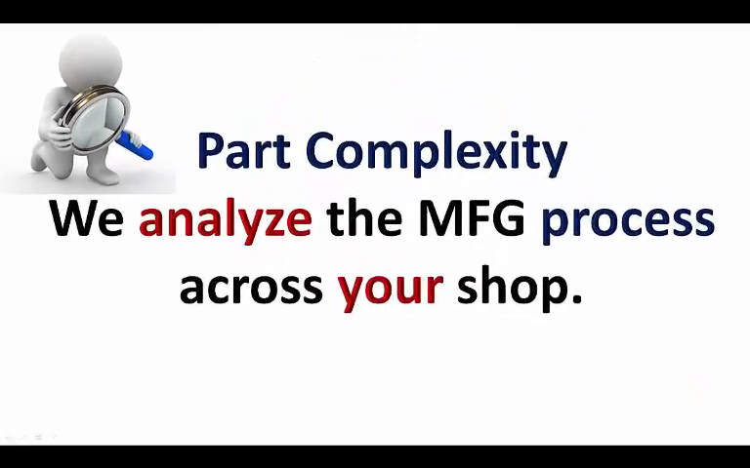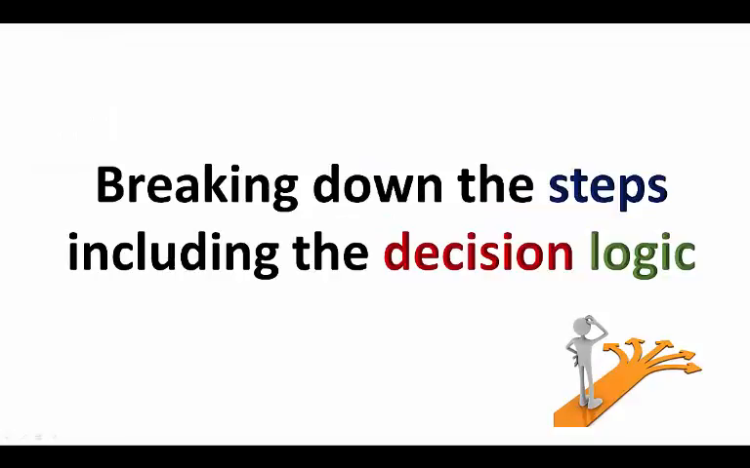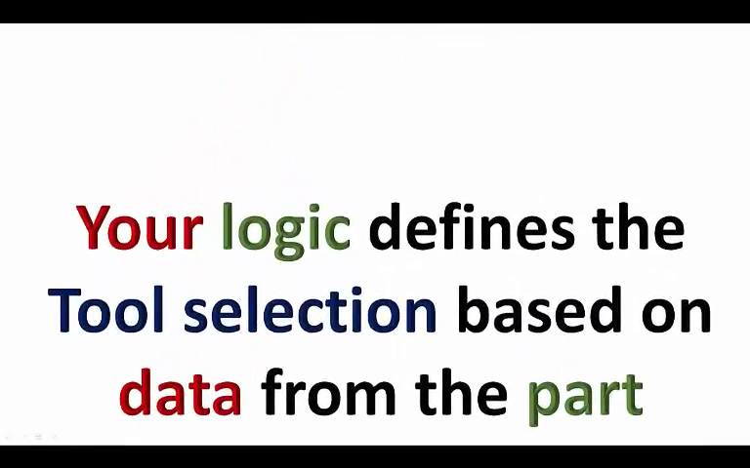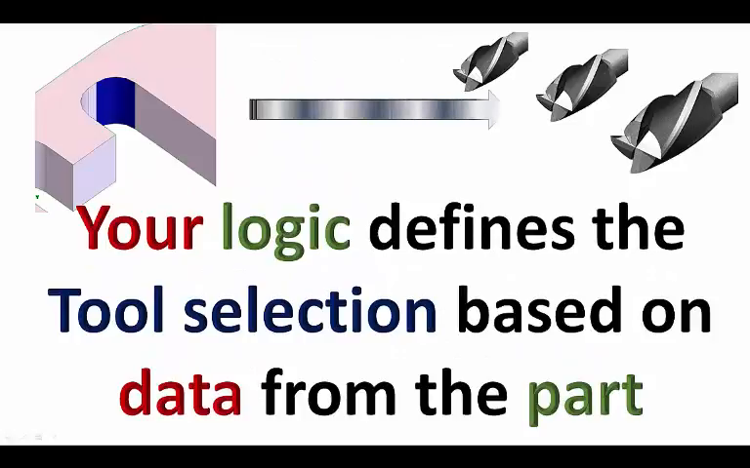We review the part complexity. We analyze the manufacturing process across your shop. We take into consideration each step, breaking them down and defining the exact decision logic you use. Remember, your logic defines the tool selection, and it's all based off the data from your part. So when the part changes, the tool changes.